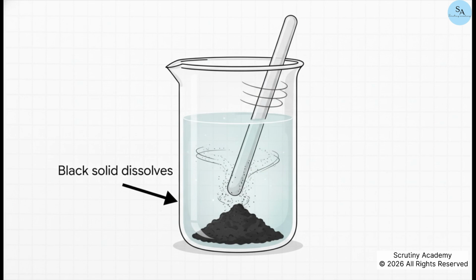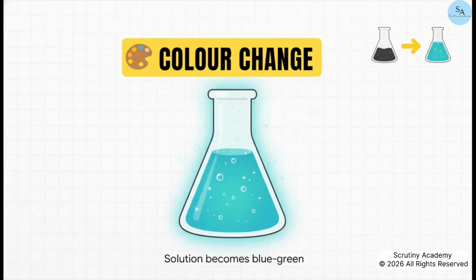Okay, you ready? The very first thing you'll notice is, poof! The black solid, our copper oxide, it just starts to disappear. It completely dissolves right into the acid. But you know what? That's not even the best part. And there it is, the magic. The whole solution changes into this beautiful, distinct blue-green color. Now that is our biggest clue that a chemical reaction has definitely taken place.